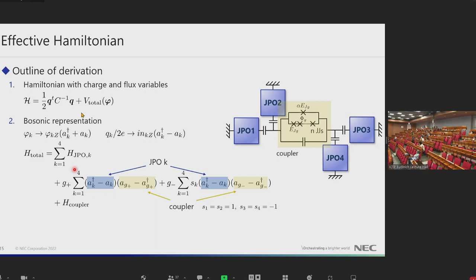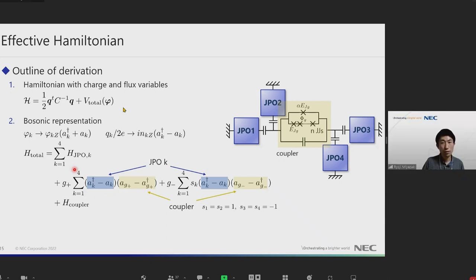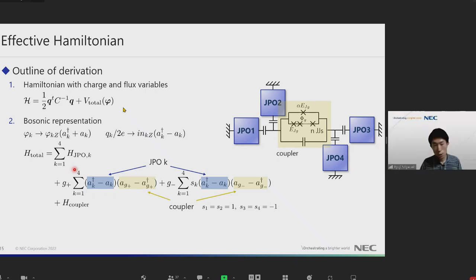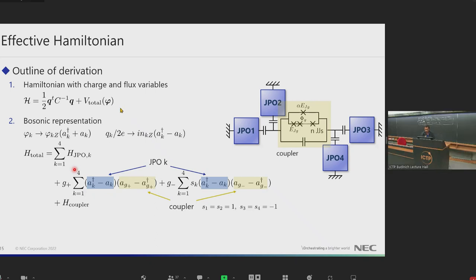Can you try once more? Just change the slides, try to change the slides. Or maybe you can stop sharing and then share again. No, nothing is happening. So you can stop sharing and share again maybe.